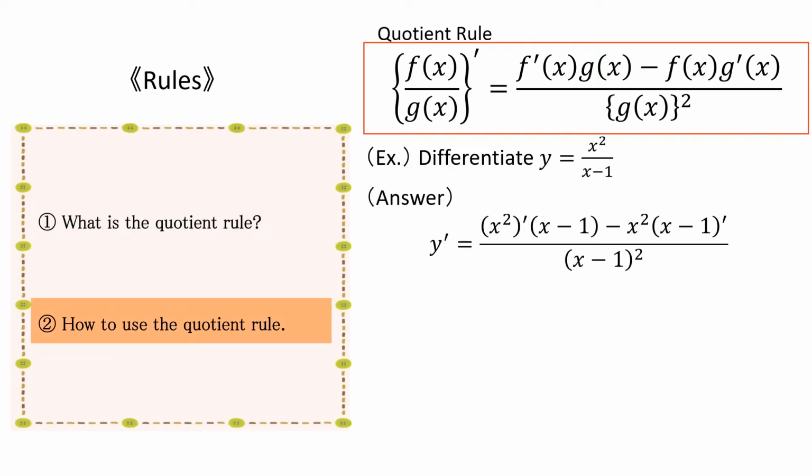Next, we will look at an example problem. Differentiate y equals x squared over x minus 1. First, multiply the derivative of the numerator of the function x squared by the denominator of the function x minus 1. Next, multiply the derivative of the numerator of the function x squared by the derivative of the denominator of the function x minus 1, and divide the difference between the two by parentheses x minus 1 parentheses squared.